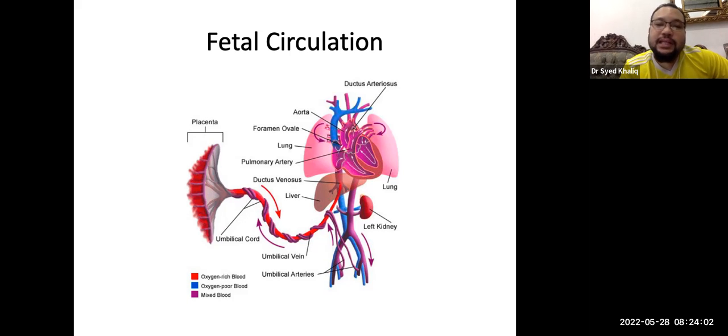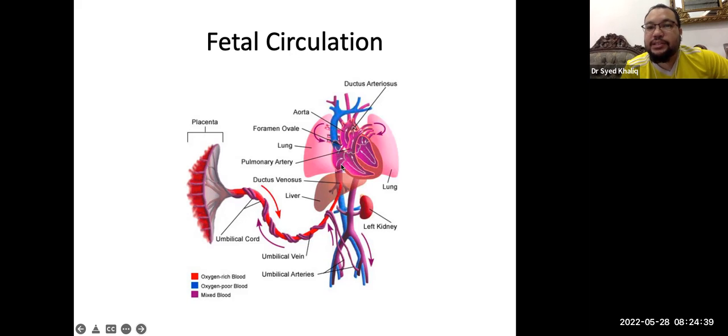So oxygenated blood from the placenta goes into the baby through the umbilical vein. Umbilical vein is what actually carries oxygenated blood. So it goes into the inferior vena cava through the ductus venosus. So umbilical vein, ductus venosus. Ductus venosus then gets inserted nearby the hepatic veins, and it gets into the right atrium.